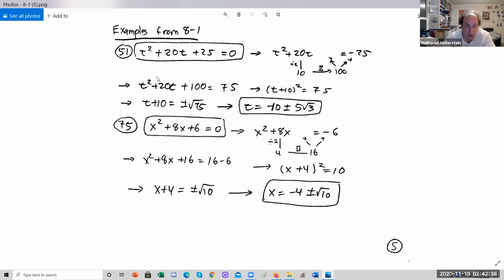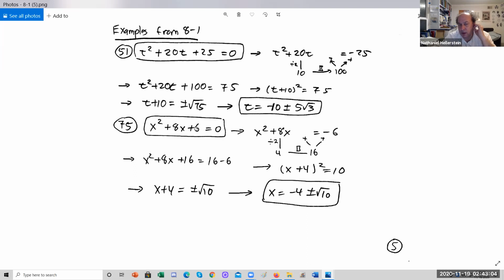This quadratic on the left, it's a completed square of t plus 10. t plus 10 squared equals 75. Take square root. t plus 10 equals plus or minus root 75. Pull out a factor of 25, root 25. That's 5 root 3. Subtract the 10. t is negative 10 plus or minus 5 root 3.